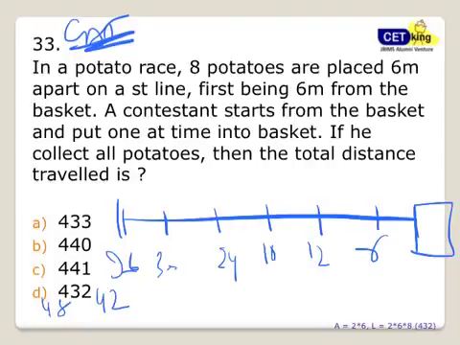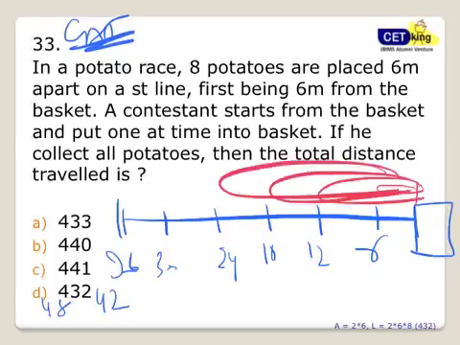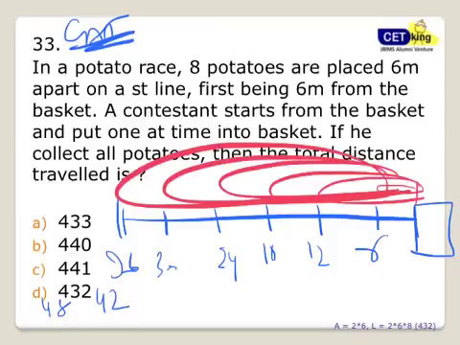Sum of all these numbers into 2. Because if I start from here and come back, हर चीज़ दो बार आएगा. So ये सबको ऐड कर दो, into 2 कर दो. So yeah, because you have to come back as well. Go, pick up, come back. Go, pick up, come back. Go, pick up, come back.